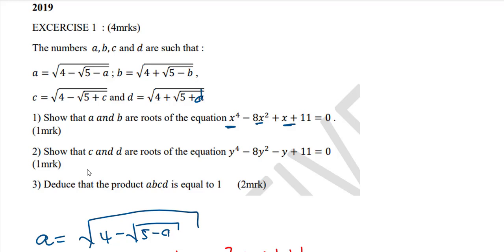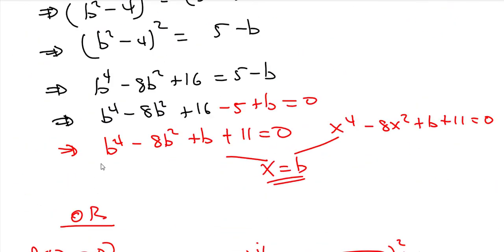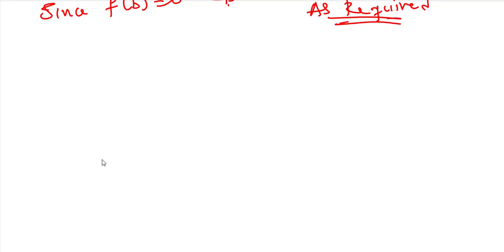Now the next says show that c and d are roots of the equation y to the 4th minus 8y squared minus y plus 11 is equal to 0. So c is 4 minus the square root of 5 plus c. Okay, so let's see that. So c is equal to 4 minus the square root of 5 plus c.